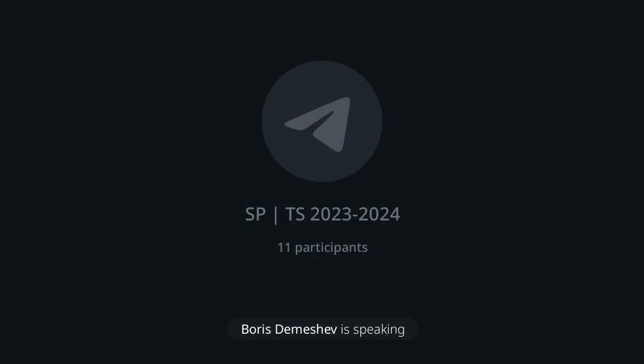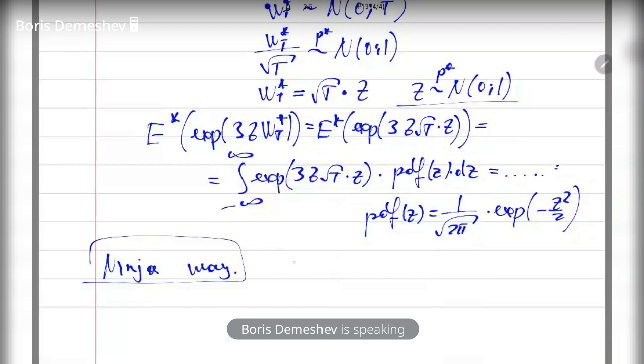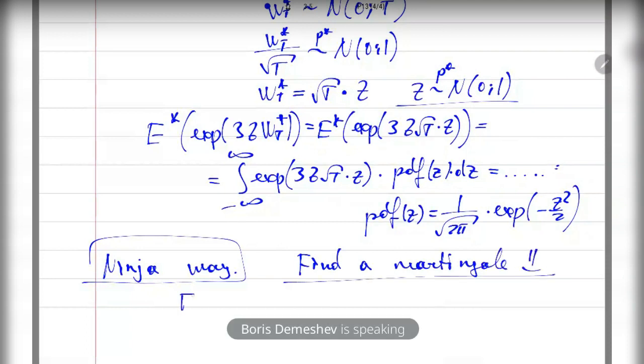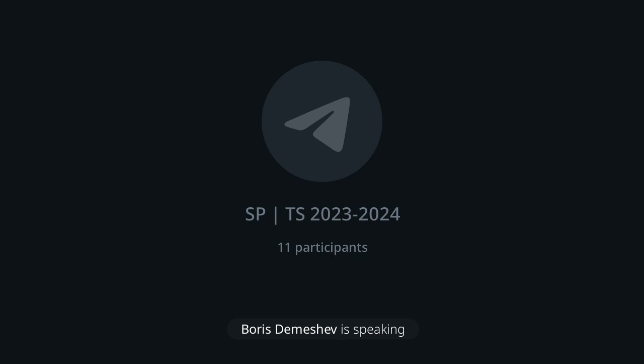Let's find the martingale, because it's easy to calculate the expected value of a martingale. Ninja way. Find the martingale. Because for a martingale, expected value of MT is just M0. You don't need to calculate integrals. You basically can calculate the expected value of a martingale by just looking at the initial value of the process.